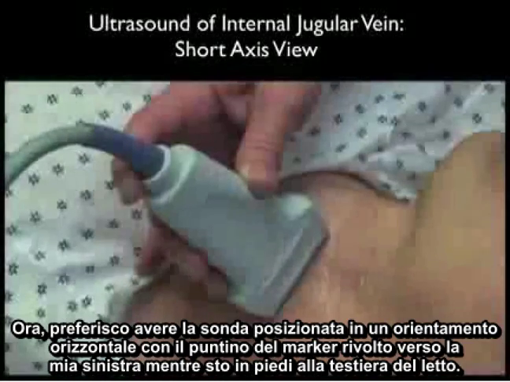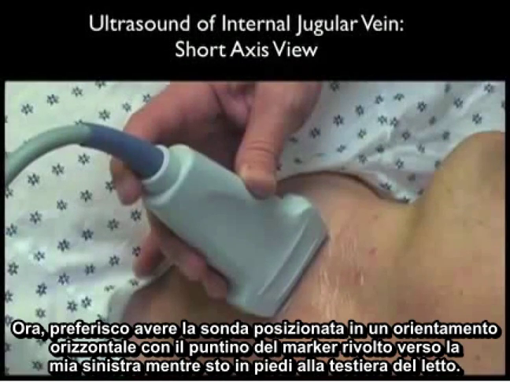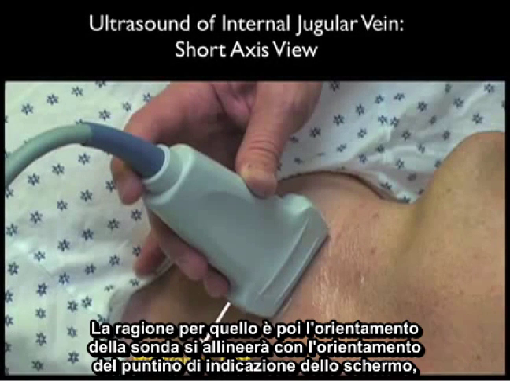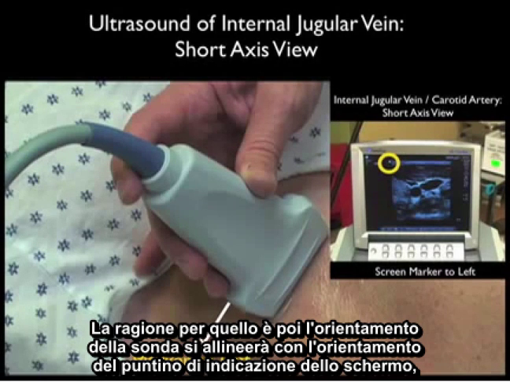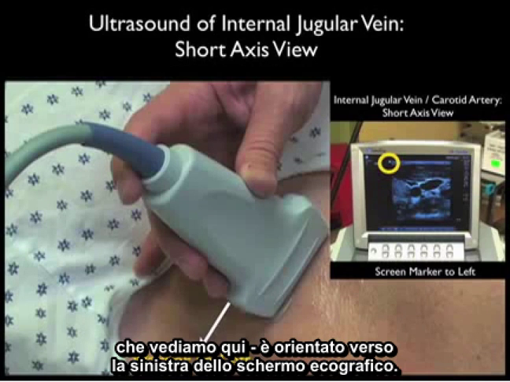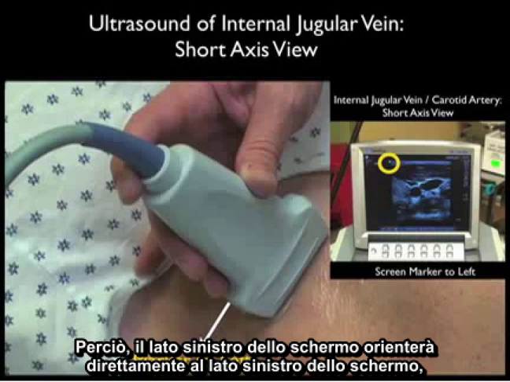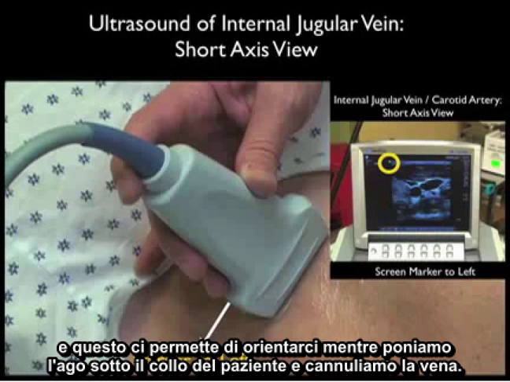Now, I like to have the probe positioned in a side-to-side orientation with a marker dot oriented towards my left as I stand at the head of the bed. The reason for that is then the orientation of the probe marker will line up to the orientation of the screen indicator dot, which we see here is oriented towards the left on the ultrasound screen. Thus, the left side of the probe will orient directly to the left side of the screen, and this will allow us to orient ourselves as we place the needle underneath the patient's neck and cannulate the vein.